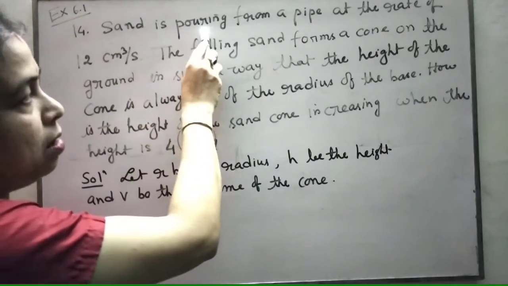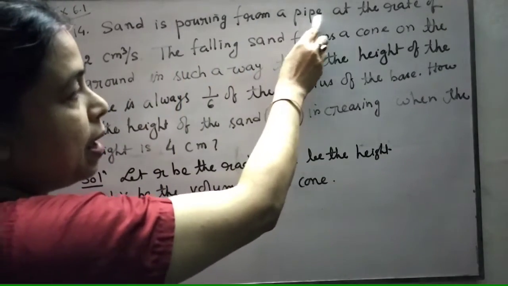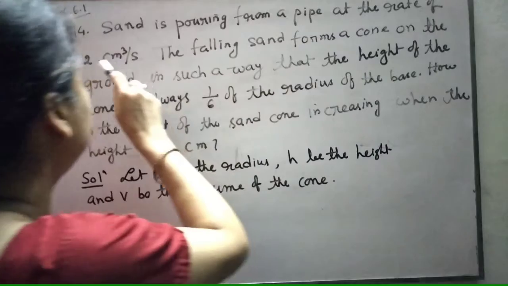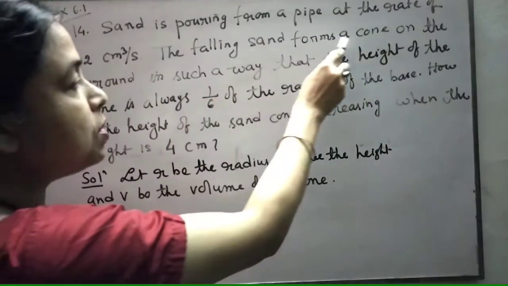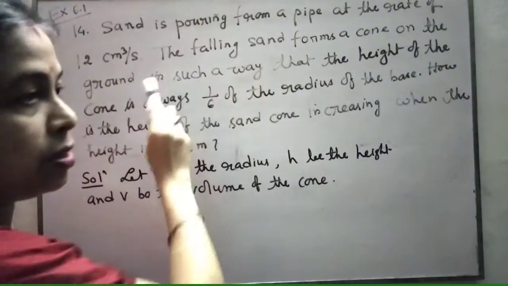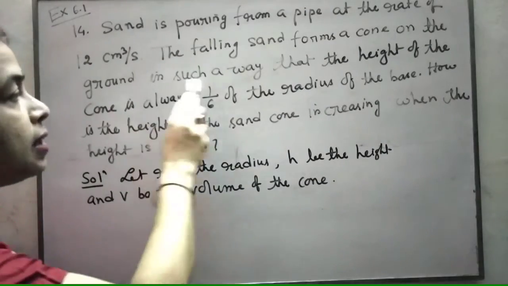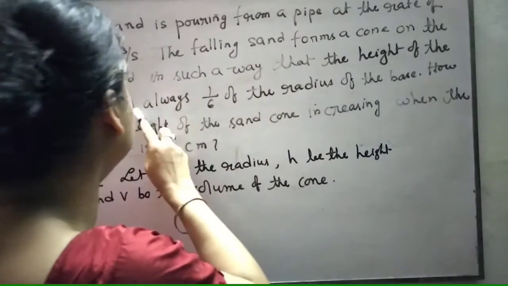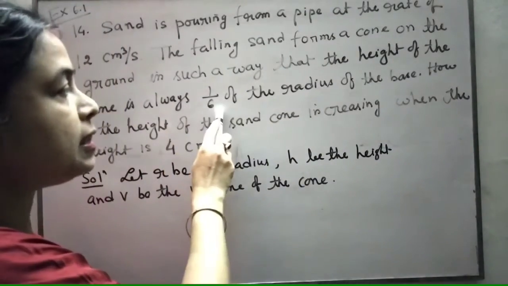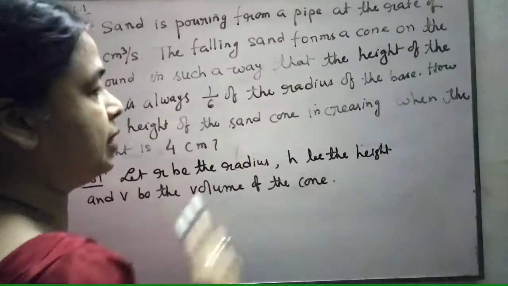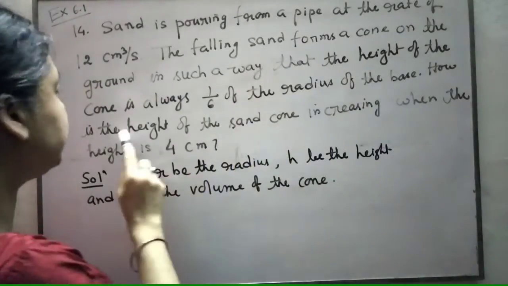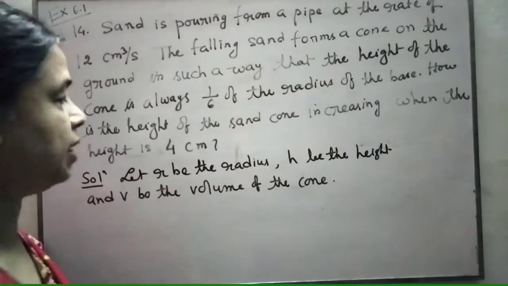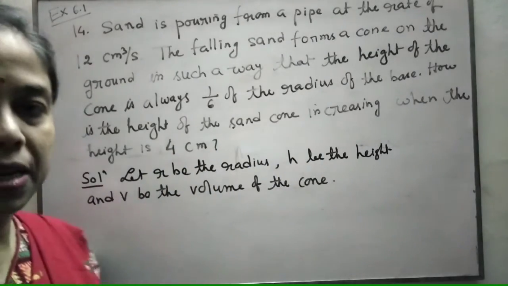Sand is pouring from a pipe at the rate of 12 cm cube per second. The falling sand forms a cone on the ground in such a way that the height of the cone is always 1/6 of the radius of the base. How fast is the height of the sand cone increasing when the height is 4 centimeter?